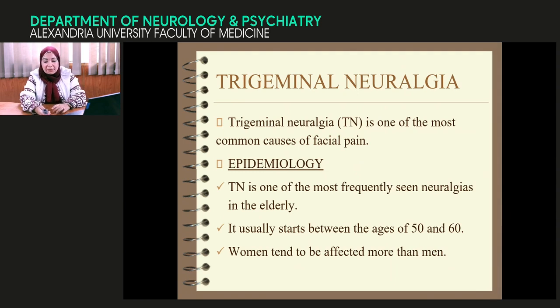Okay, we will speak about trigeminal neuralgia. What is trigeminal neuralgia? It is one of the most common causes of facial pain, hemifacial pain, maybe right or left. Regarding the epidemiology, it is the most frequently seen neuralgia in the elderly. It usually starts between age 50 and 60, but maybe younger or older than that, but this is the usual. Females are more affected than males.